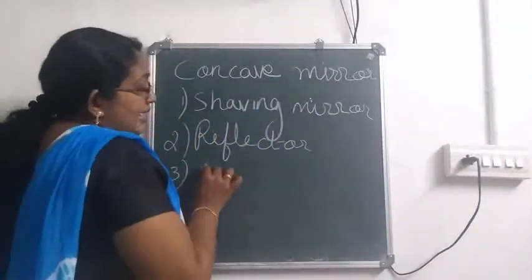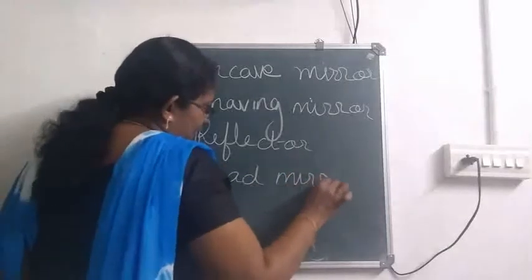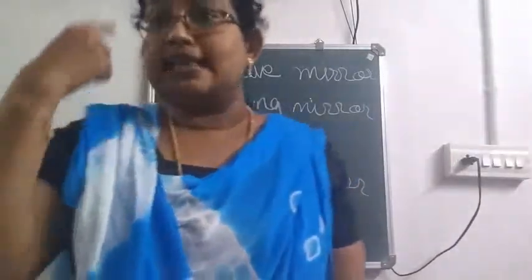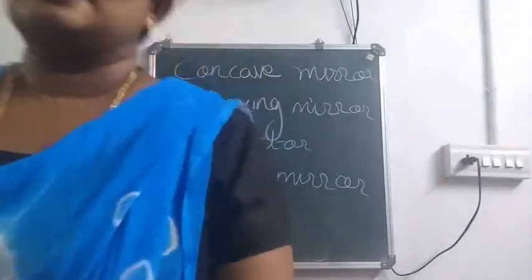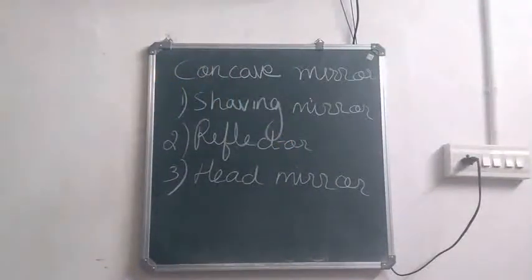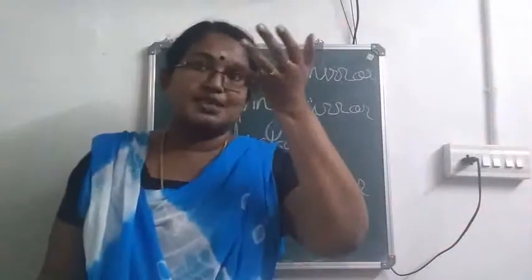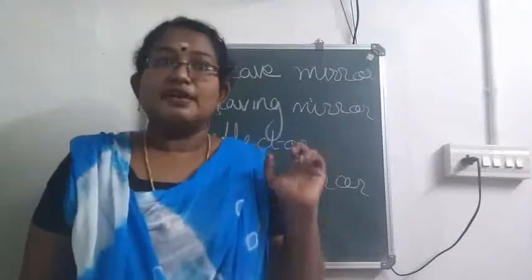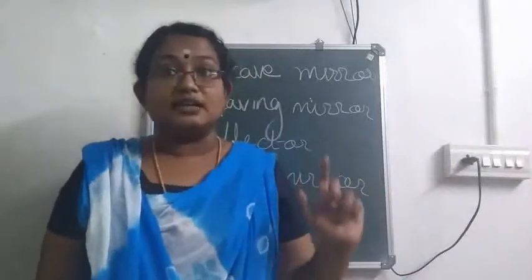Now the third one is the head mirror of the dentist. When we move to the ENT and all, or in the case of a dentist, they'll be keeping a small mirror on their head, isn't it? So that is considered as the head mirror. Doctor's head mirror. In the case of a dentist or ENT, they'll be using a head mirror. So in that case, we will be considering the first one, that is object at infinity.